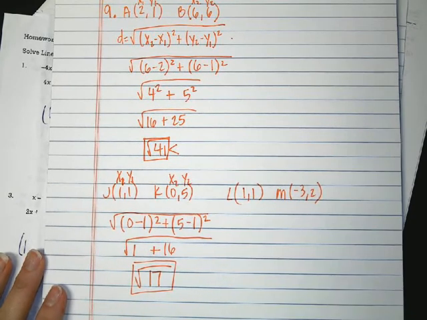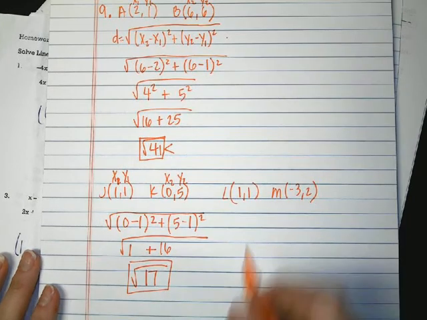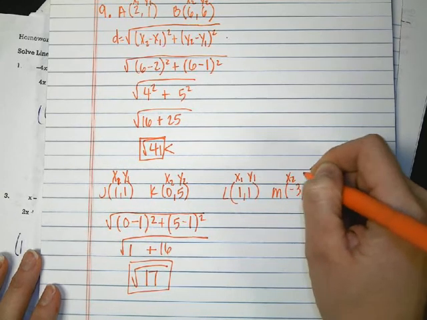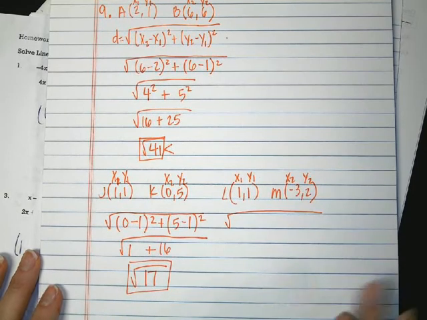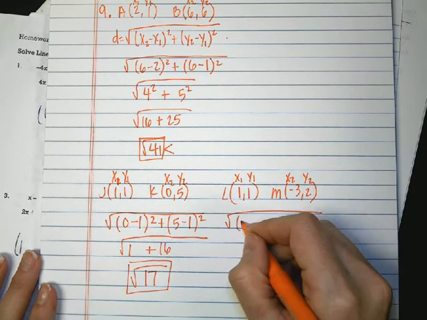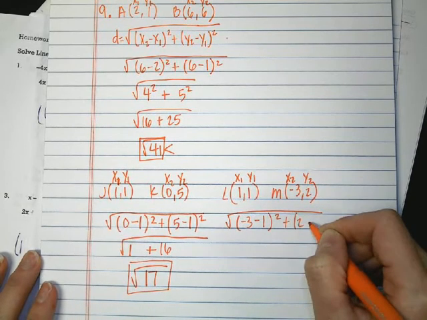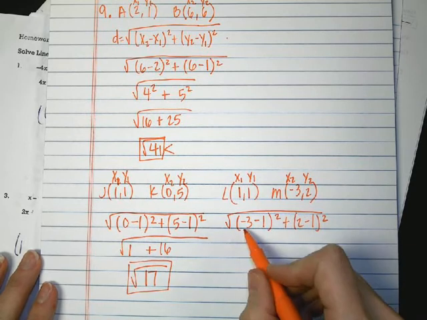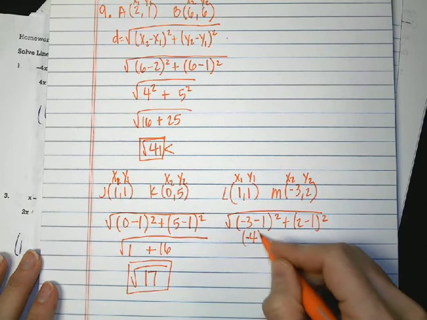X2 minus X1 squared plus Y2 minus Y1 squared. Negative 3 minus 1 is negative 4 squared. It's going to be 16. 2 minus 1 is 1 squared, which is 1. 16 plus 1 is 17, so you get the square root of 17. Because these are equal, then yes, my segments are congruent.